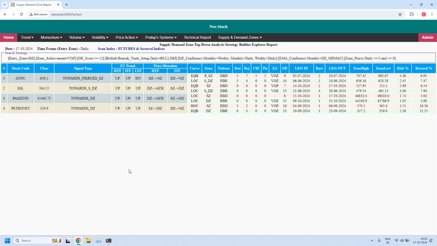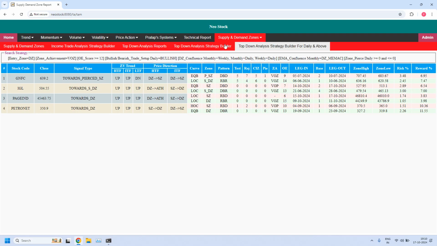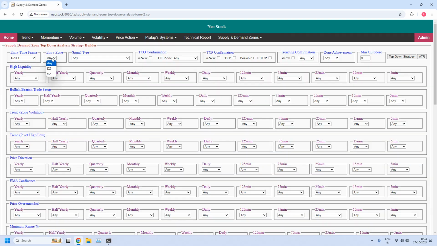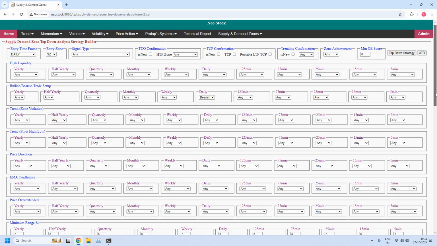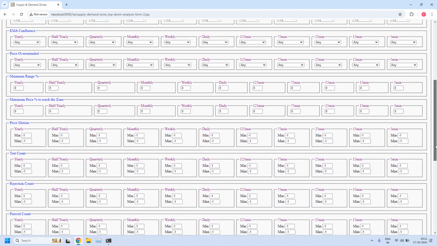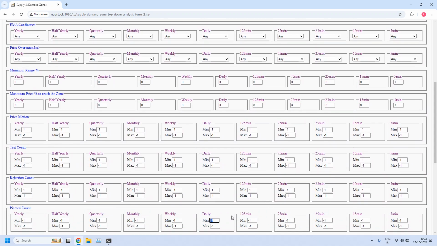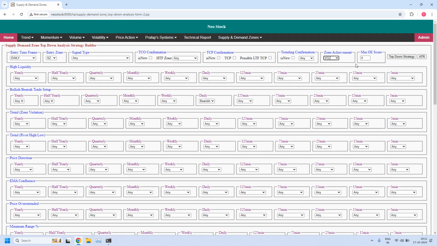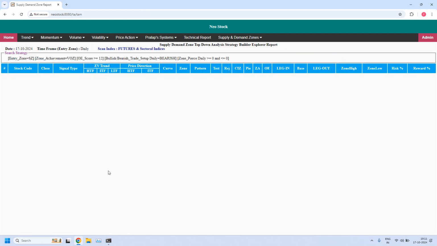Okay, next let us look for bearish trade setup for monthly income trade. Entry time frame daily, entry zone should be supply zone. In bullish or bearish trade setup at daily, I am selecting bearish. The daily supply zone should not be pierced. So in the pierced count at daily, that is entry time frame, I am setting minimum value 0, maximum value 0. Zone achievement violated opposing zone, minimum odd enhancer score 12. With all the 3 filters, let me verify. So currently there are no stocks supporting monthly income trade for bearish trade setup.